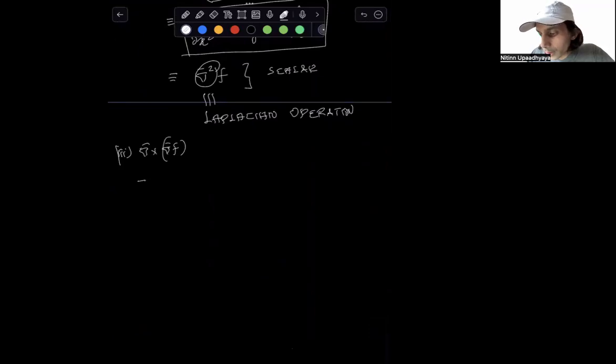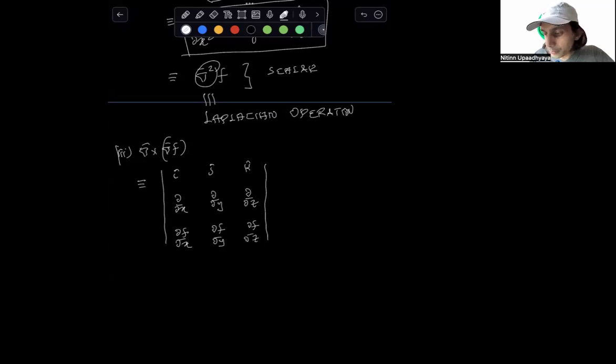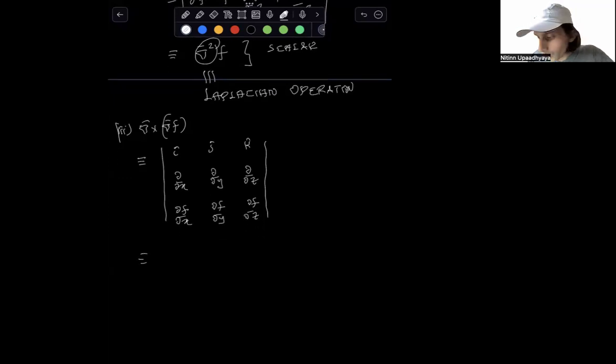So I'm going to use the determinant notation we worked out earlier. So we have i, j, k. The del operator is ∂/∂x, ∂/∂y, ∂/∂z. And we already know what the gradient is. That's ∂f/∂x, ∂f/∂y, ∂f/∂z. So when we expand this out, we obtain as the first term, i times the partial derivative of ∂f/∂z with respect to y.